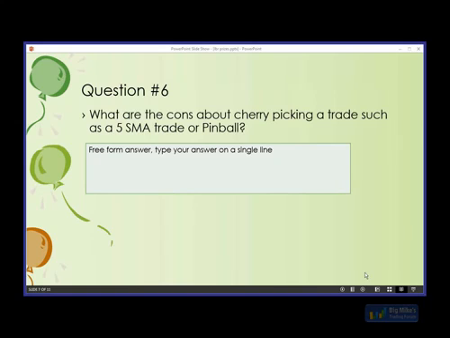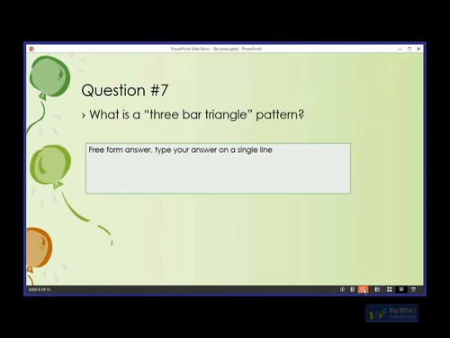And question 7. What is a 3-bar triangle pattern? Higher high than 2 bars ago and lower low than, vice versa. Higher low than 2 bars ago and lower high than the last 2 days.